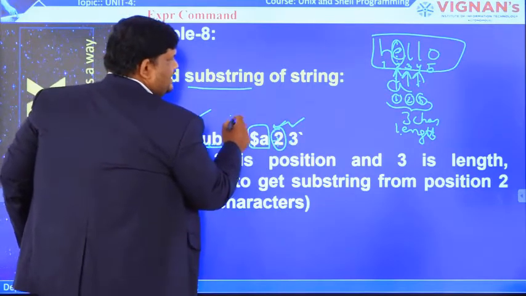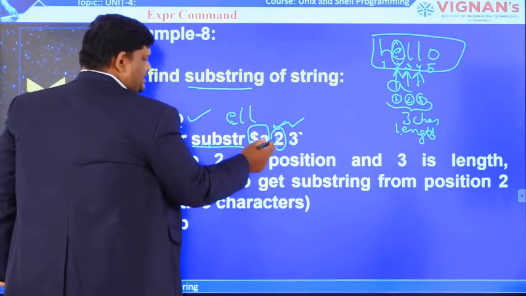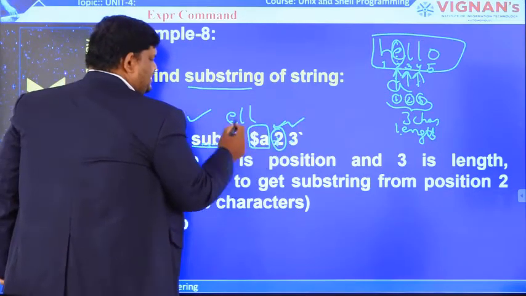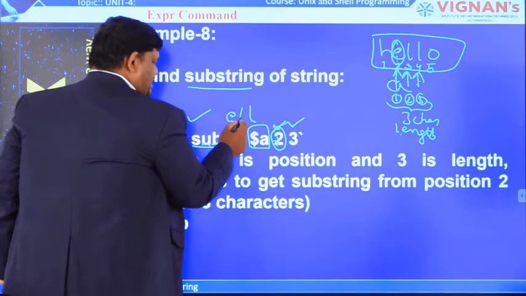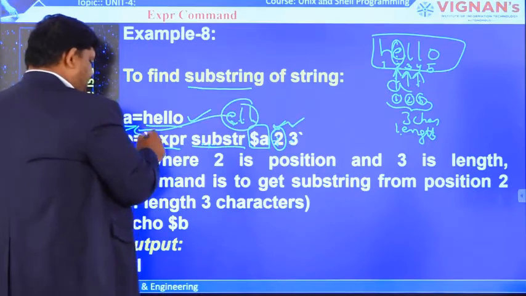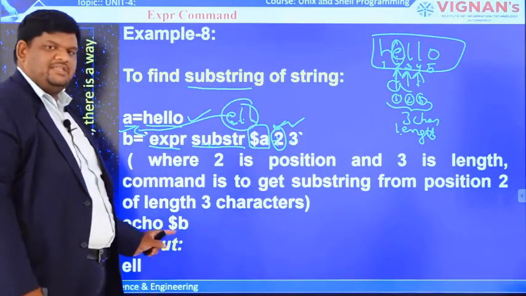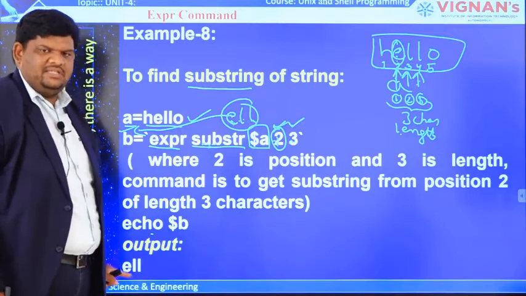So the answer is ELL. E is located at the second position and the length is 3, which means from the second position, 3 characters. So the answer is ELL. This value is assigned to B. Now if you print echo $B, the answer is ELL. So this is the substring.